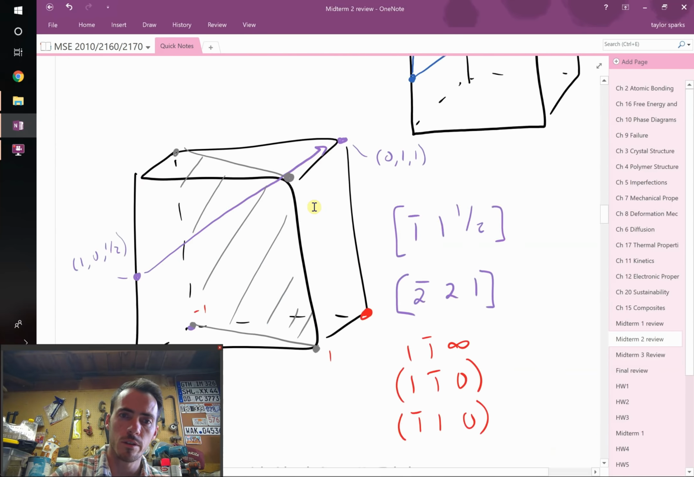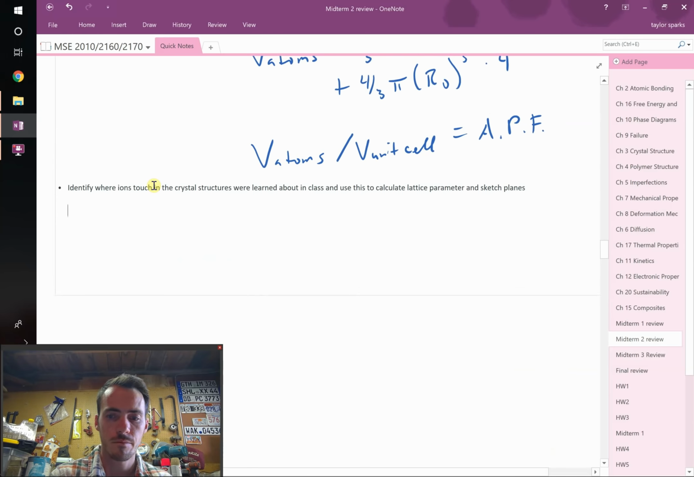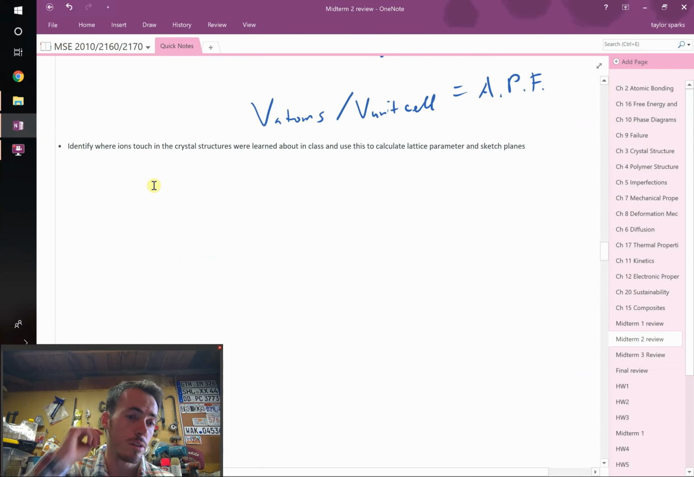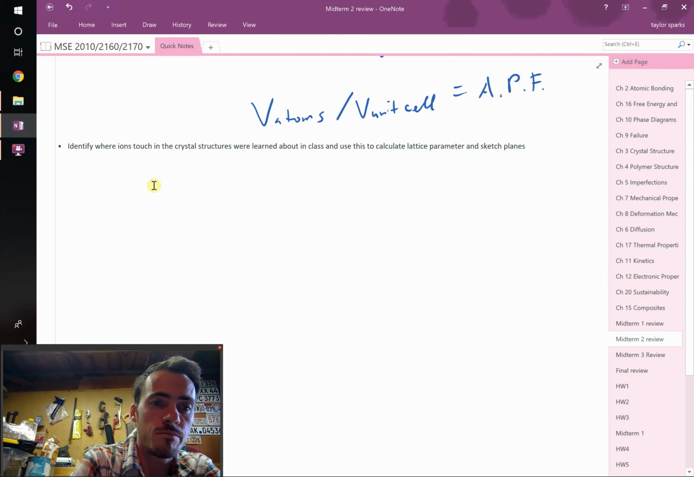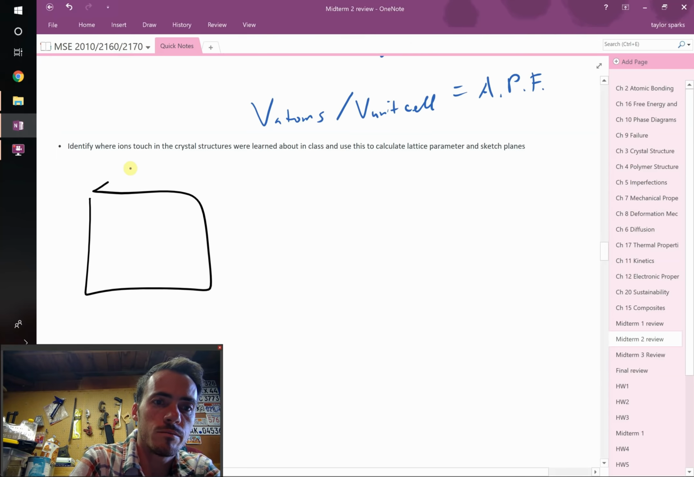Let's summarize. We've already talked about this in class, but let's go over it one more time. Where do the ions touch in crystal structures, and could you calculate lattice parameter from them? So let's just go through all the crystal structures that I expect you to know, that you might even potentially have to sketch in class, right? Start with FCC. Okay, FCC crystal structure. We'll do BCC.